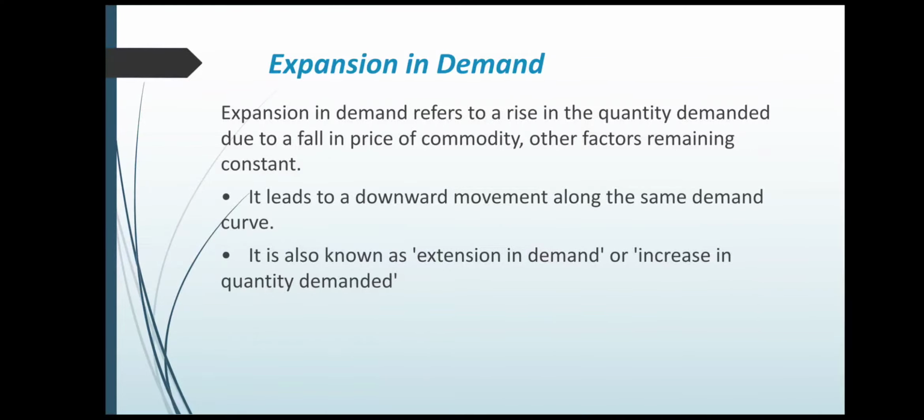So it leads to downward movement along the same demand curve. So whenever there is an expansion in demand, there will be a downward movement. It is also known as extension in demand or increase in quantity demanded. So there are few other names which you need to remember. Along with expansion in demand, it is also known as extension in demand or increase in quantity demanded.